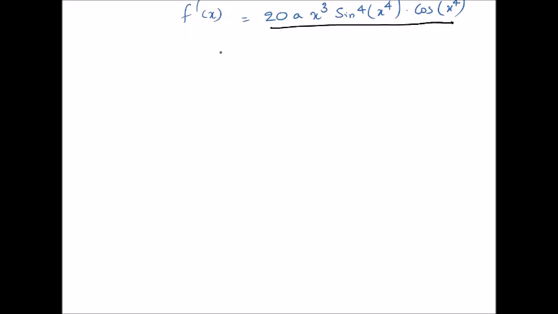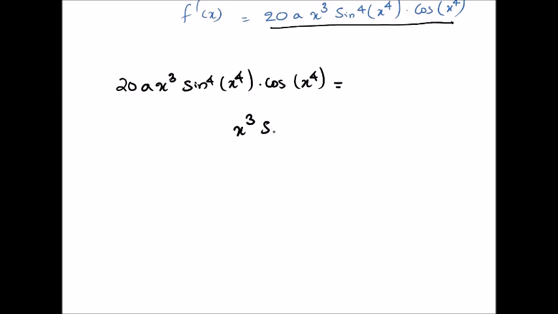Now we will compare this with the integrand from the original integral, that is 20a x cubed sin⁴(x⁴) into cos(x⁴) is equal to the integrand, x cubed sin⁴(x⁴) into cos(x⁴).